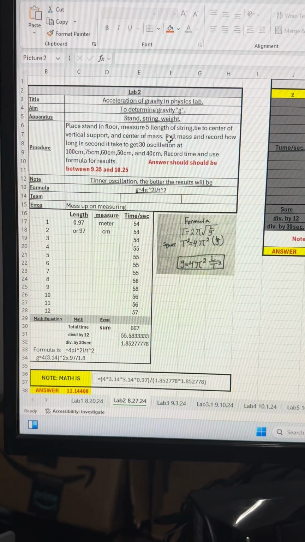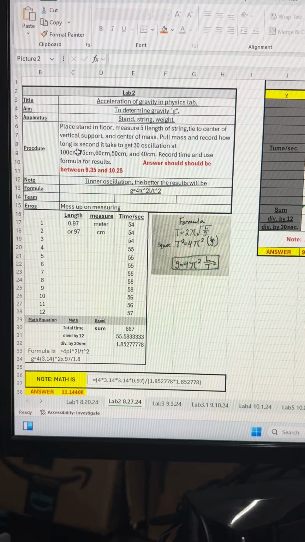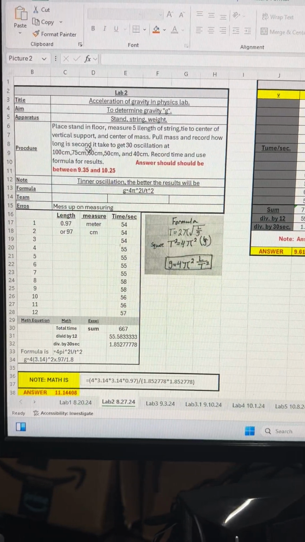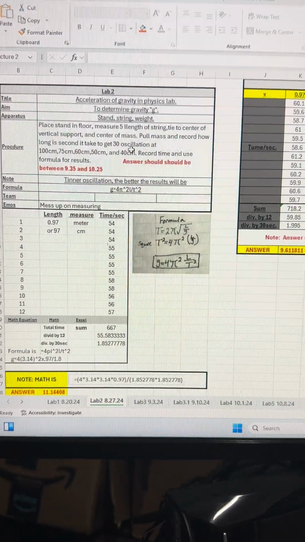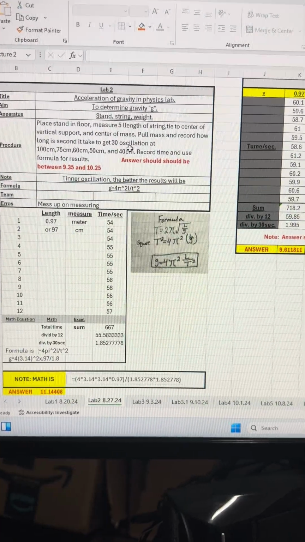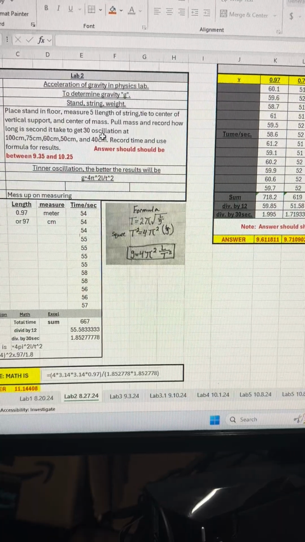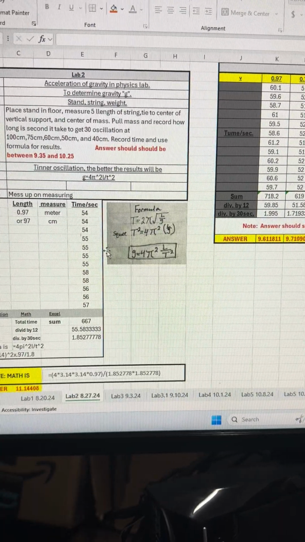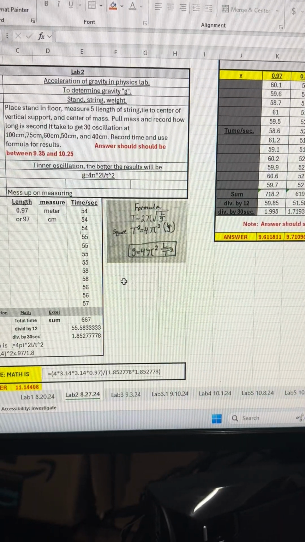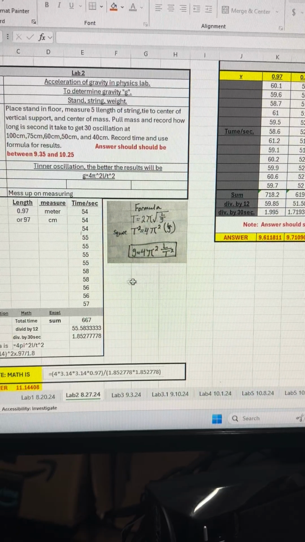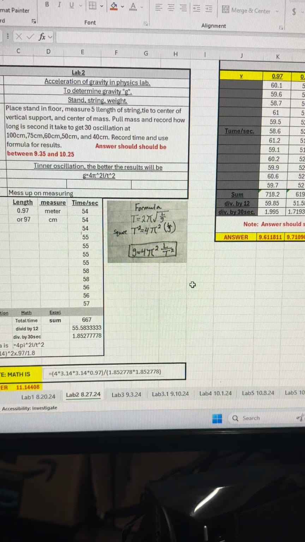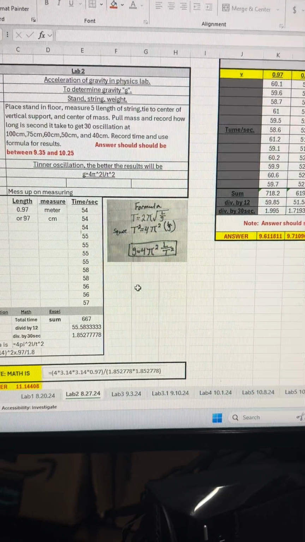After that is done, we are going to record how long, in seconds, it takes to get 30 oscillations. So what is an oscillation? It means when it goes from one side and back to where it starts. If you see this little cross here, if you go this way and back, that's 1. This way, 2. This way, 3.